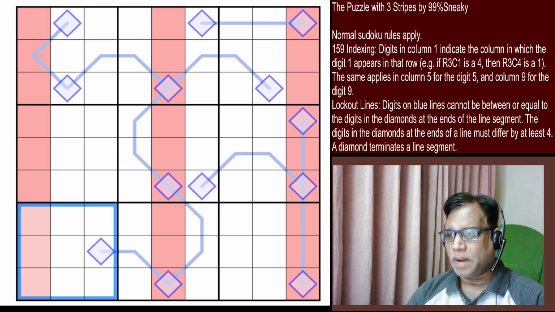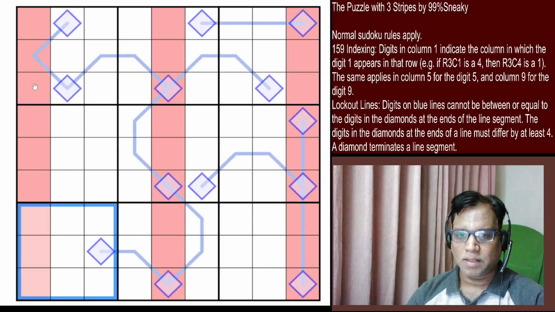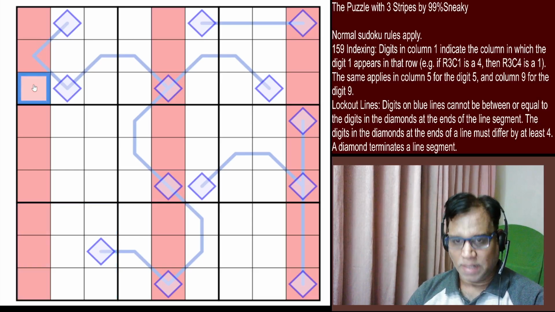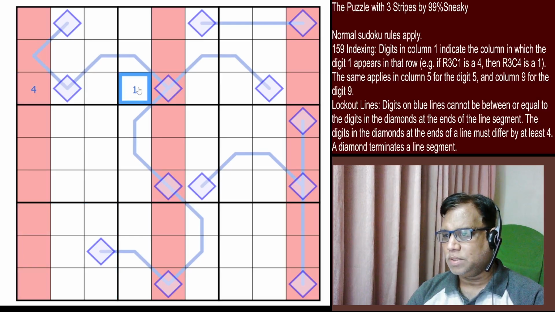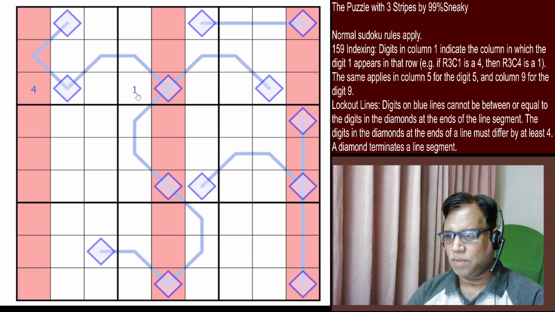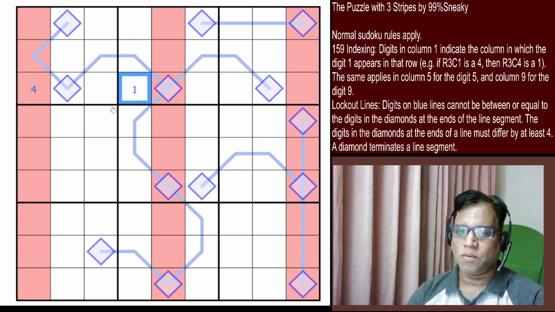For example, if R3 C1, row 3 column 1, is 4, then that means R3 C4 is 1, this is 1. The same applies in column 5 for the digit 5 and column 9 for digit 9. Let me explain this.